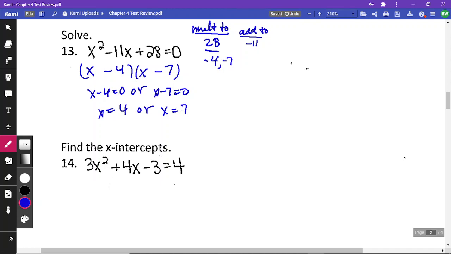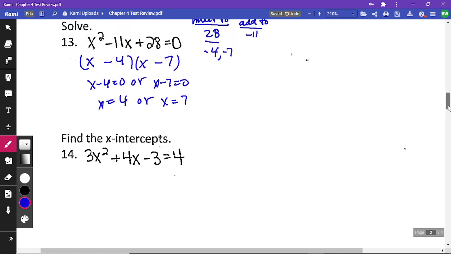All right, so the next one we do the same way, except it's equal to 4. We need it to be equal to 0. Find the x-intercepts is the same thing as solving it. Okay, just remember that. So we're going to subtract 4 from both sides. And that way we will have 0 over on the right. 3x squared plus 4x. So we have, it's going to be negative 7 and 0. And now it is set to 0, so we can factor this.